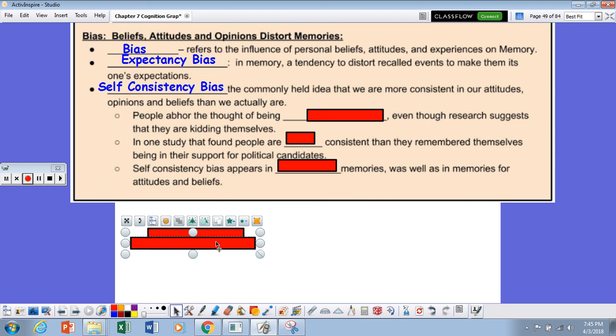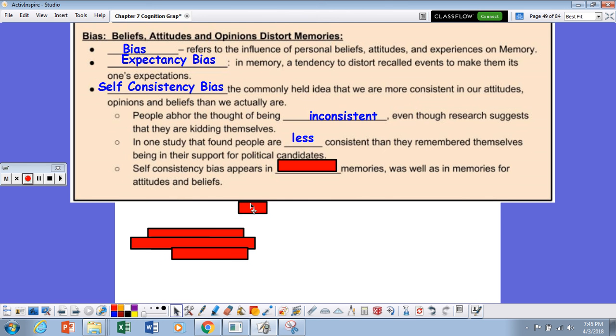Self-consistency bias. This is the commonly held idea that we are more consistent in our attitudes, opinions, and beliefs than we actually are. People abhor the thought of being inconsistent, even though research suggests that we're kind of kidding ourselves. One study found that people are less consistent than they remembered themselves being in their support for political candidates. Self-consistency bias appears in emotional memories as well as in memories for attitudes and beliefs.